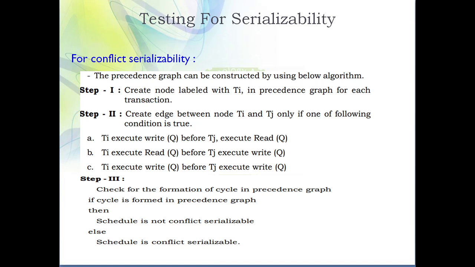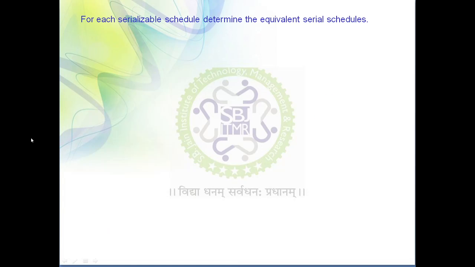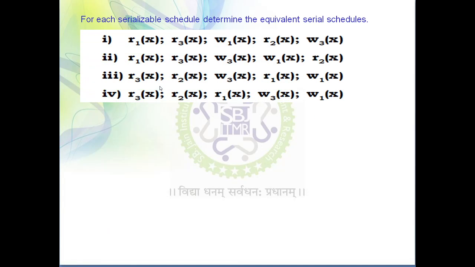Now let's discuss the numerical. This is the numerical given to you: for each serializable schedule, determine the equivalent serial schedule. These 4 schedules are given to you and you have been asked to generate a serial schedule. Let's see how to solve this kind of numerical.